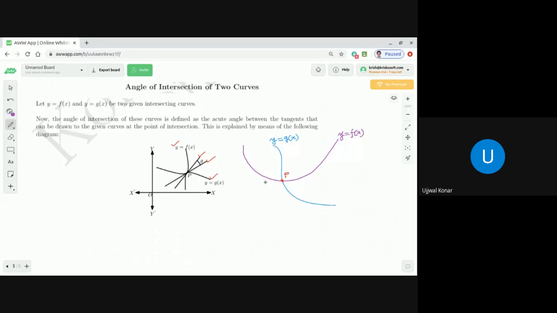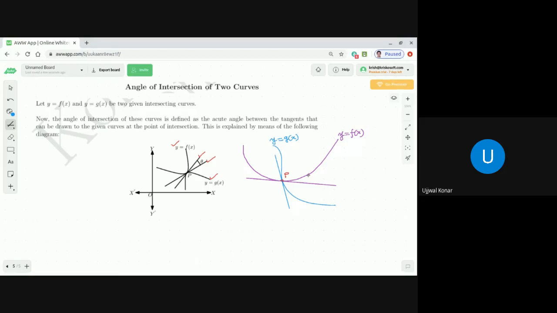First, the tangent to the curve y equal to f(x). This is the tangent to the curve y equal to f(x) at the point P. And the next one, I am going to draw the tangent to the curve y equal to g(x) at the point P. It will be something like this. Now we get two straight lines, dear students. One is the blue line and the other is the purple line.